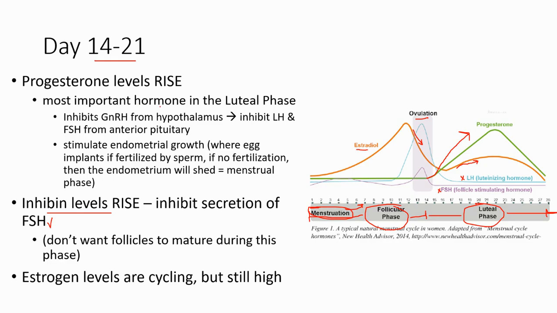So the most important hormone is this progesterone right here. What does it cause to happen? It is actually inhibiting gonadotropin releasing hormone being stimulated from the hypothalamus. So if we have no gonadotropin releasing hormone, that means we don't have any luteinizing hormone or follicle stimulating hormone.